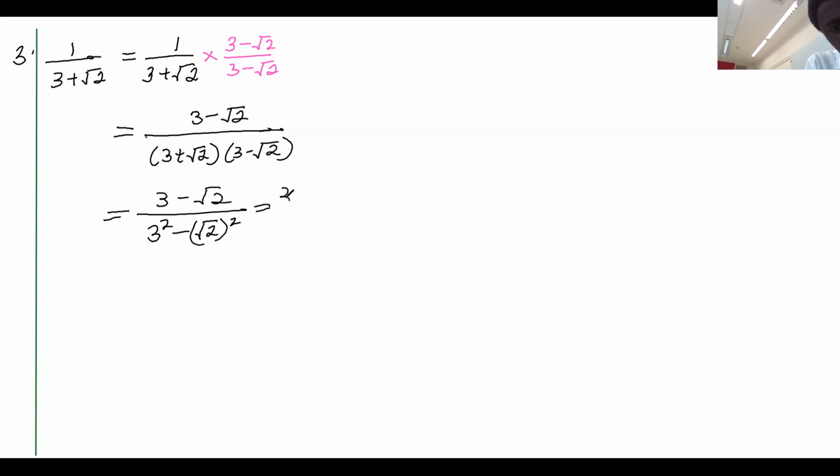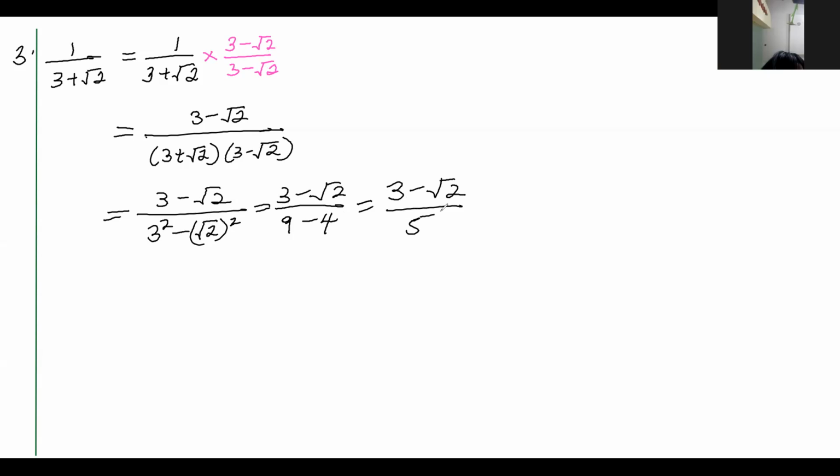So this becomes 3 minus root 2 divided by 9 minus 4. So that's 3 minus root 2 divided by... Is it 2? 9 minus 2. Why do I keep saying that? Thank you. That would be 7. Okay, this is the end of it.